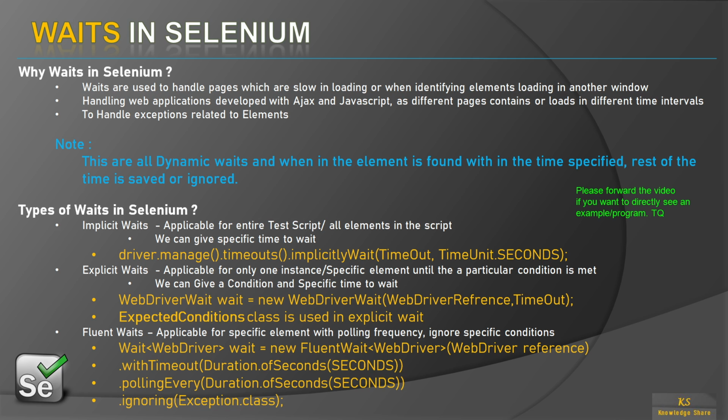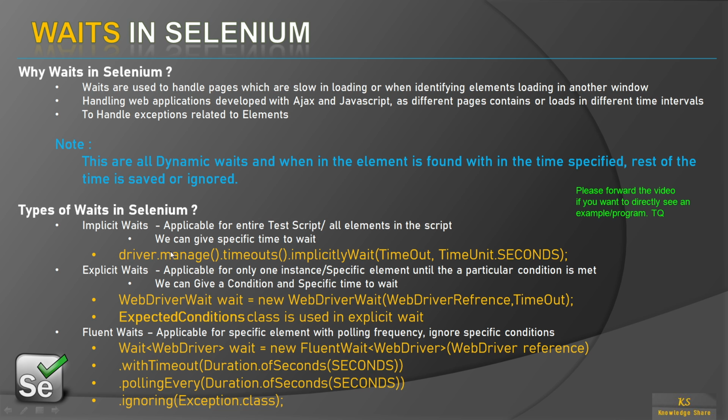Implicit wait is applicable to all the elements in the script. That means you know that this element is already taking time to load, so you need not specify the condition every time. Once you specify this at the top of your script, this will be applicable throughout the program.